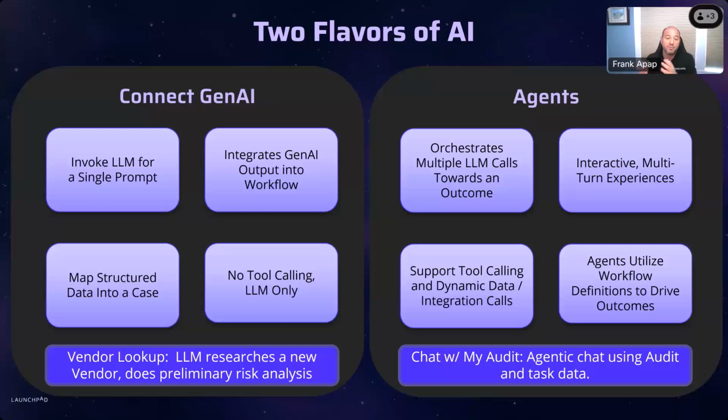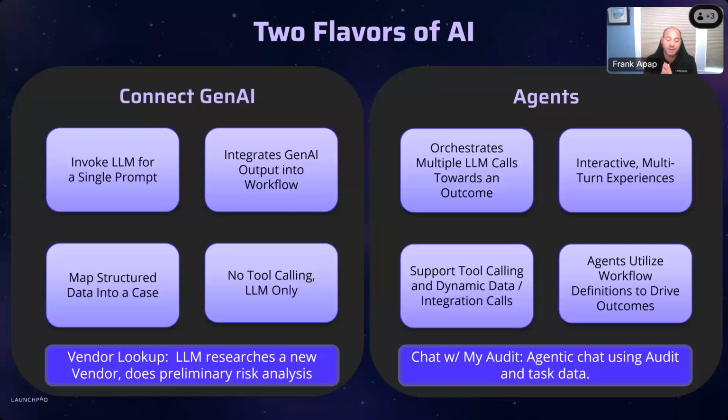And one of the real distinctions between agents and the Connect Gen AI feature is the ability to call tools. And the tool really is a very generic way to either access pieces of data or take actions, both internally in the system in our workflows, or you can even make external system calls as part of the tools that the agent has access to. And again, you control what tools an agent has access to.